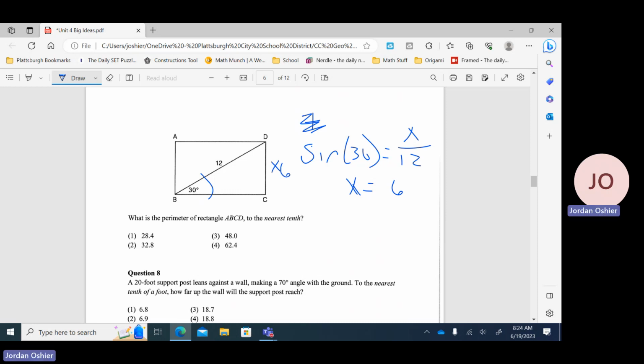And then for this side, you could do Pythagorean theorem to find it, or you could just quickly do cosine of 30 equals y. We'll call this part y over 12. And when you cross multiply that through, you end up with a decimal, definitely a decimal. So cosine of 30 times 12 is 10.39 something, 3923, equals y. So 2 of those and 2 of these make the perimeter.